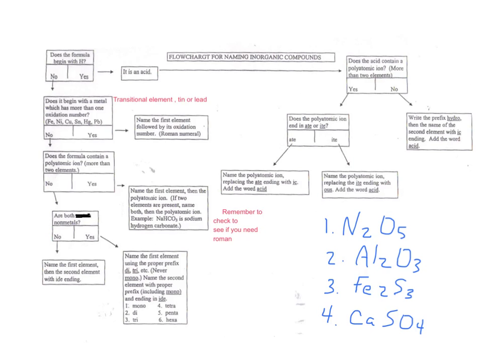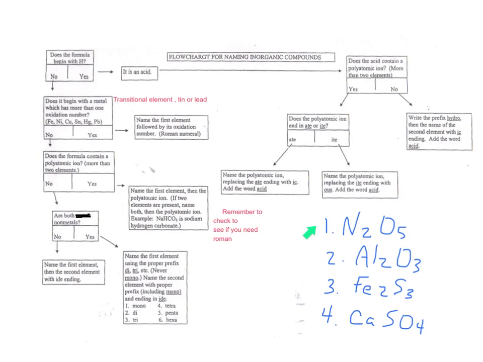Now here I have a flow chart for naming the compounds: the binary ionic, the binary covalent, and the polyatomic. And if you find this flow chart or this review helpful for what we've covered on part 1 of nomenclature and on the polyatomics, then print this page off. But I have written 4 examples here to show you how to use this flow chart.